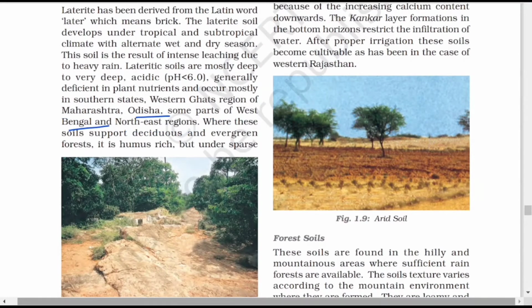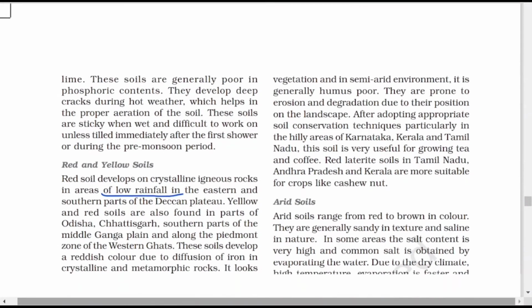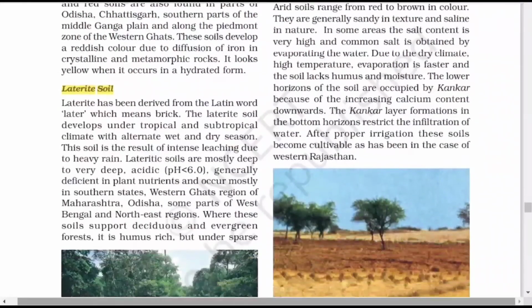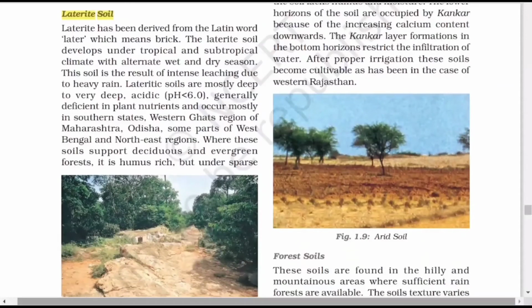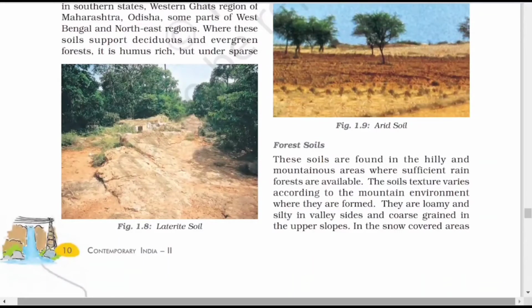Where these soils support deciduous and evergreen forests, it is humus rich, but under sparse vegetation and in semi-arid environment, it is generally humus poor. Now point to be noted. It is given here, understand the sentence, where these soils support deciduous and evergreen forests. That means, actually one picture is given. You look at the picture to understand.